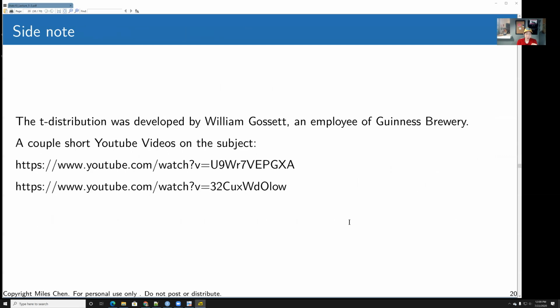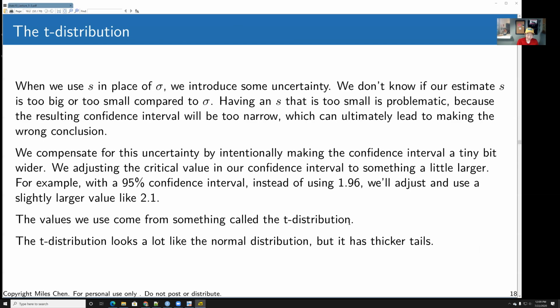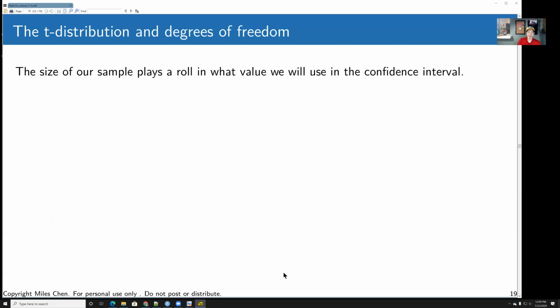The t-distribution has a very interesting history, and well, I don't know, we'll see if we have story time. Okay. So the t-distribution looks a lot like the normal distribution, but it has thicker tails. And that's what we do.